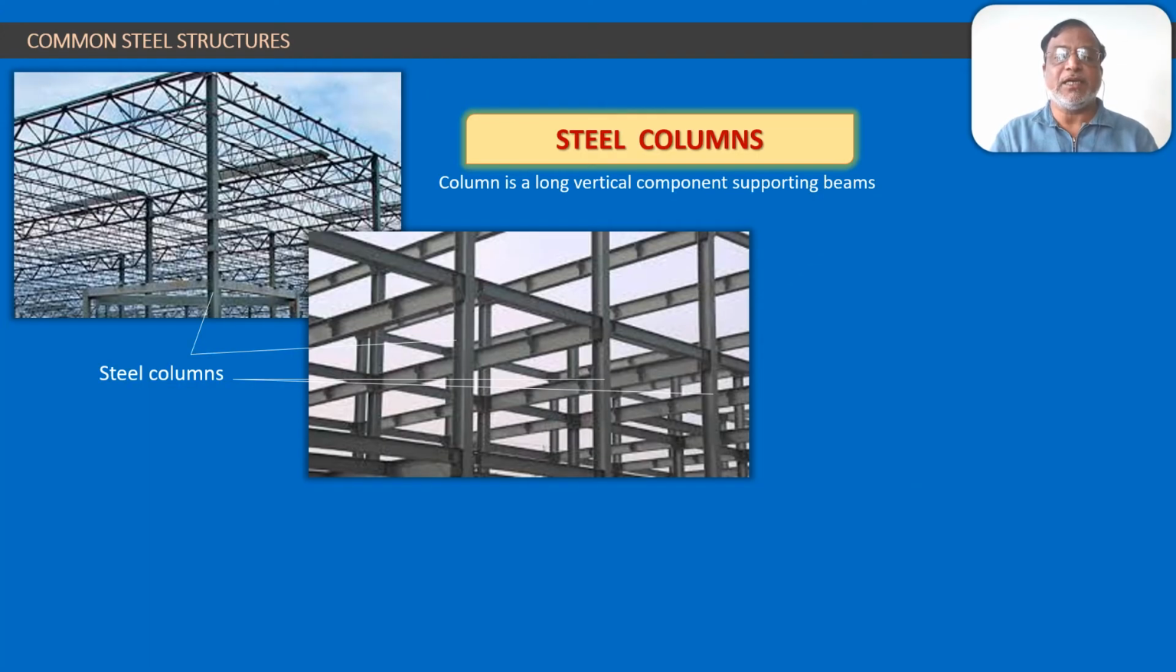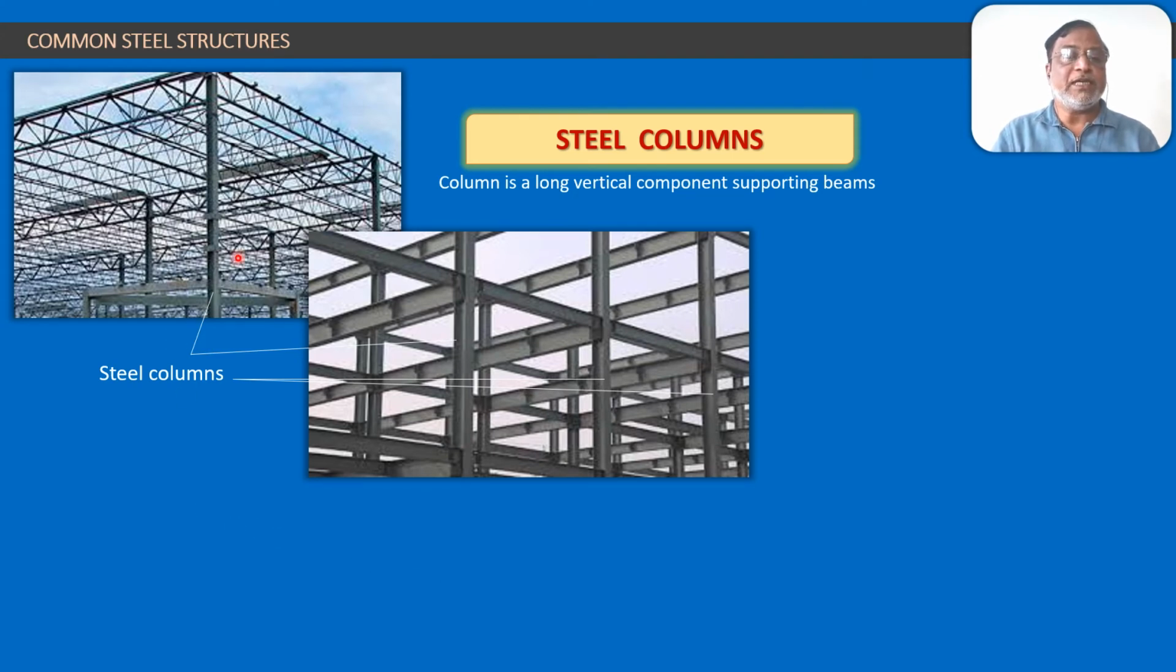The next steel structure is a steel column. A column is not a structure as a whole, but it is a part of the structure. It plays a very important role in the structure. That is why we are treating it here as a separate steel structure, steel column. We know that a column is a long vertical component of a structure supporting beams.